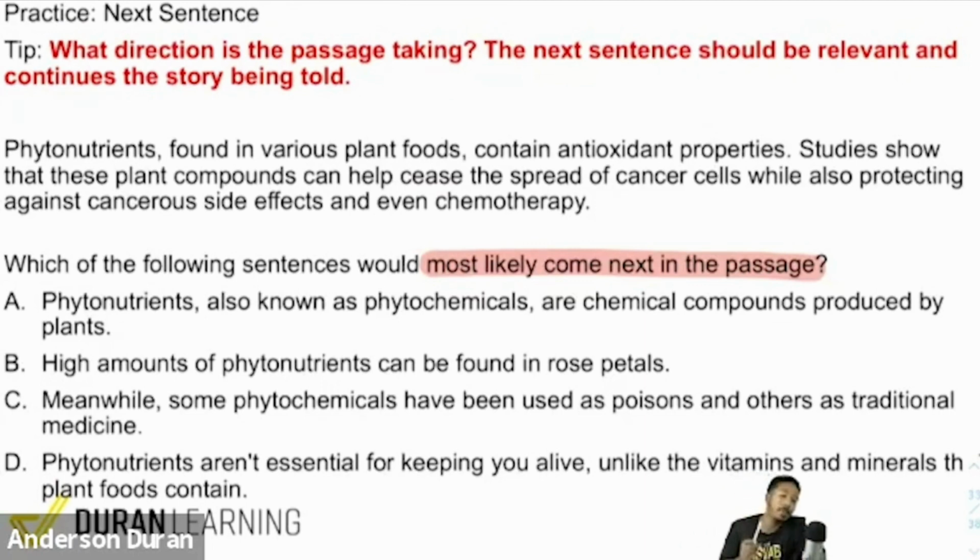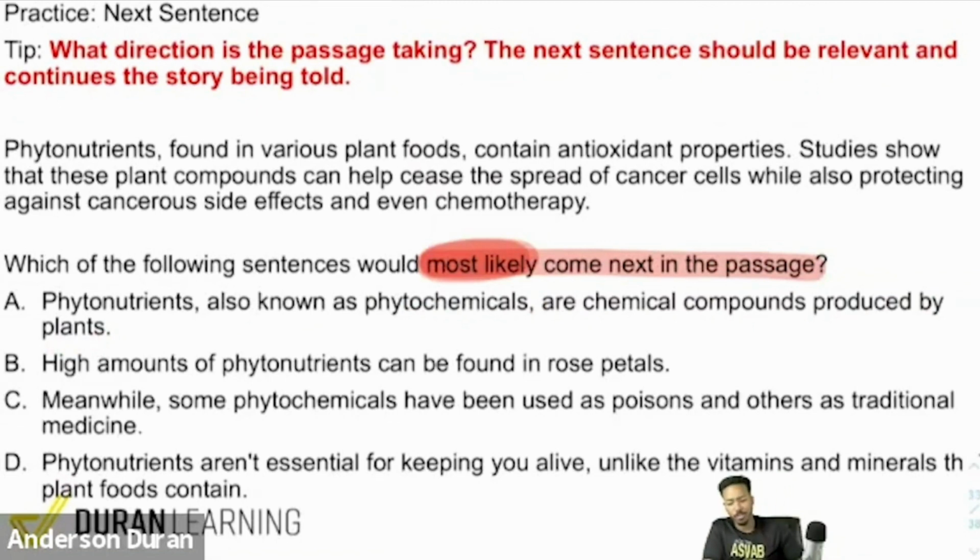But one thing that we might overlook, that we may be susceptible to overlooking, is the relevance aspect of it. The next sentence should build off of the last in some way, shape, or form, but also maintain that relevance. Now, remember, the question reads most likely. Most likely. Okay, so here we go. A, phytonutrients, also known as phytochemicals, are chemical compounds produced by plants.